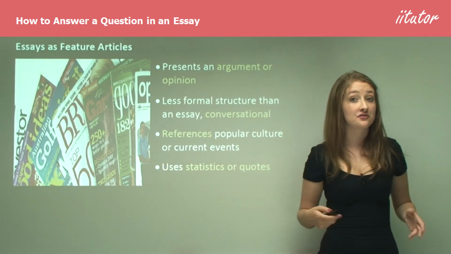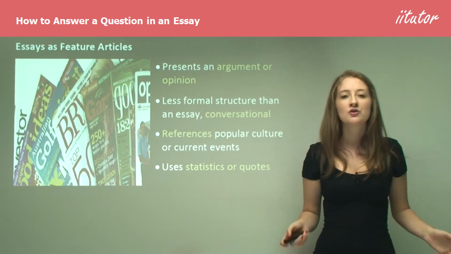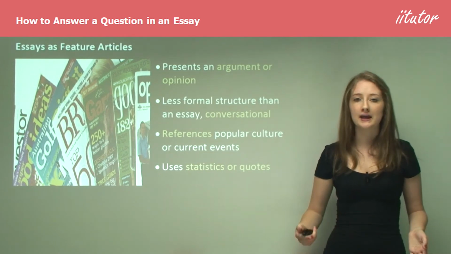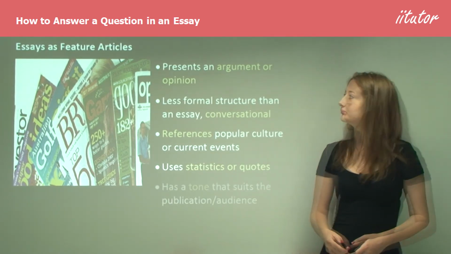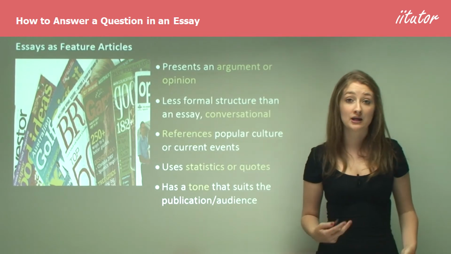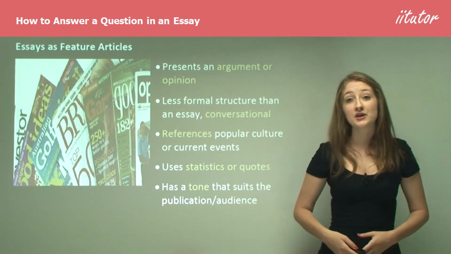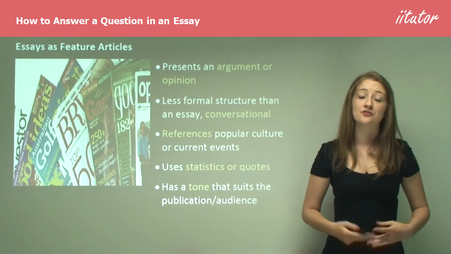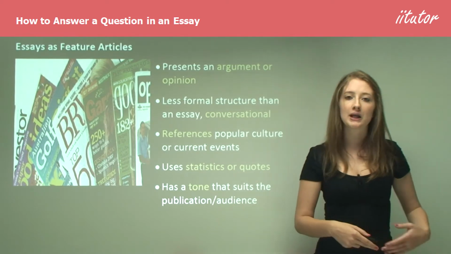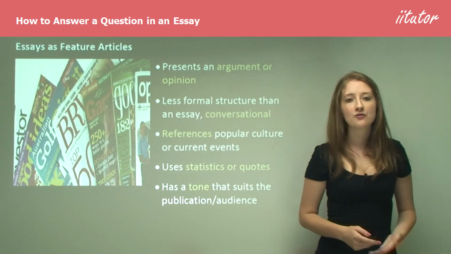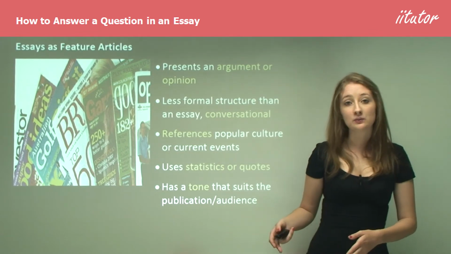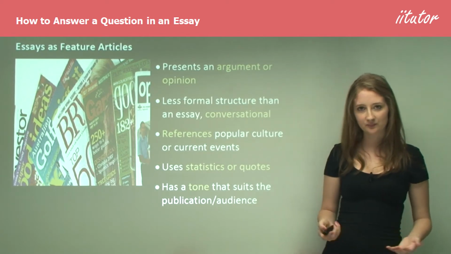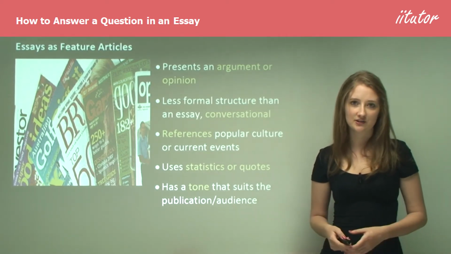It might be using things like statistics or quotes to back up your argument. So it's really good when you go into exams to have a basic bank of these sort of things, which you can be pulling out on the day based on the text type. It also has a tone which suits whatever publication or audience you're writing for. Obviously, you won't know this until you get into the exam, but you need to be adapting this. So for example, if it's a feature article for a scientific journal, it's going to be a very formal style. However, if you're perhaps writing it for a magazine which people just read for leisure, it's going to be a more conversational and interesting style. So you just need to adapt based on your publication.